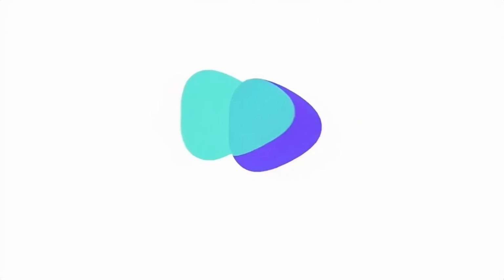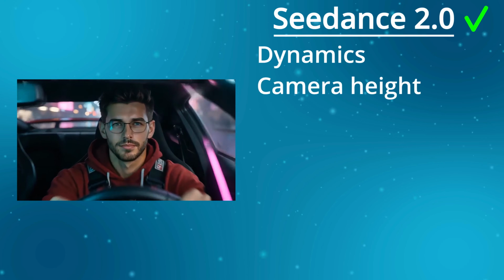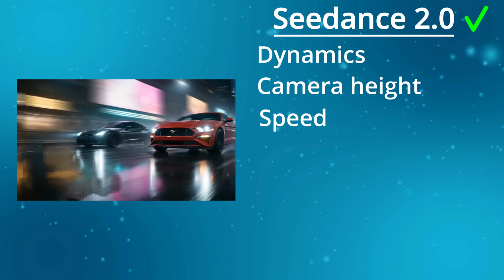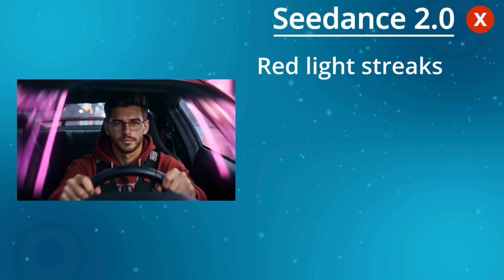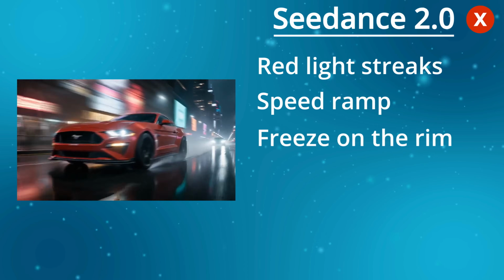Bottom line, I'd say, you can definitely recognize the basic idea of the prompt. Seedance 2.0 understood the dynamics, camera height, speed, and look pretty well here. But if you really analyze it strictly, you also notice that not everything was done precisely. Especially with the red light streaks, the speed ramp, and that crisp freeze on the rim, you can pretty clearly see that there's still a gap between the prompt and the final result.